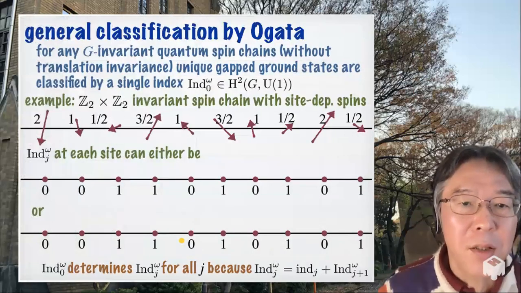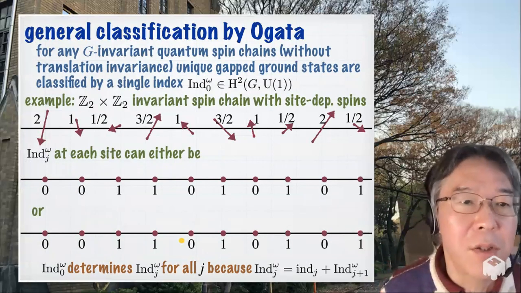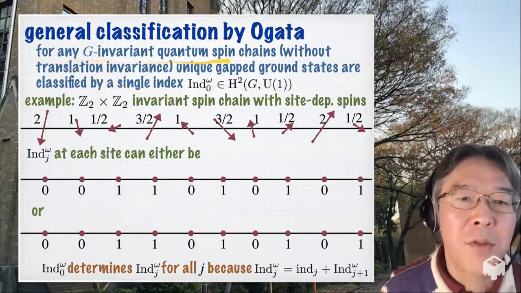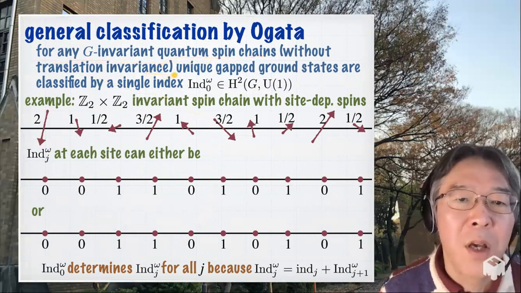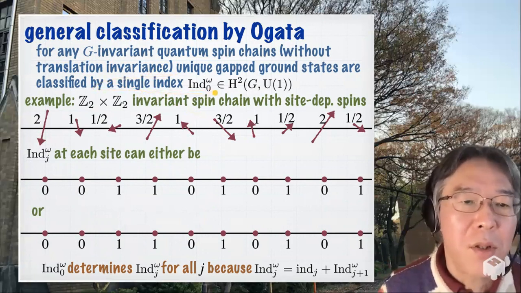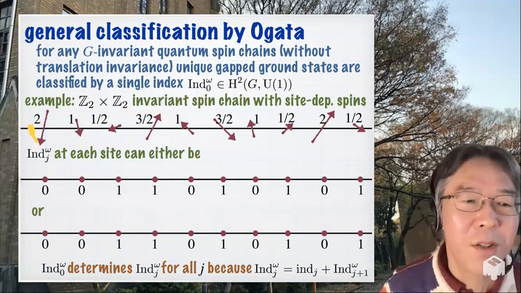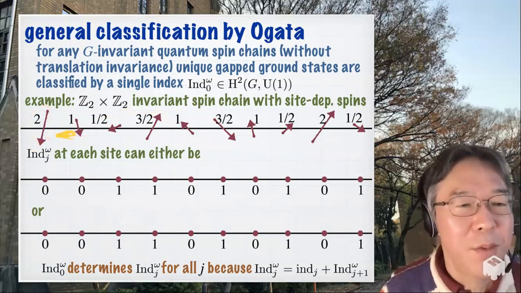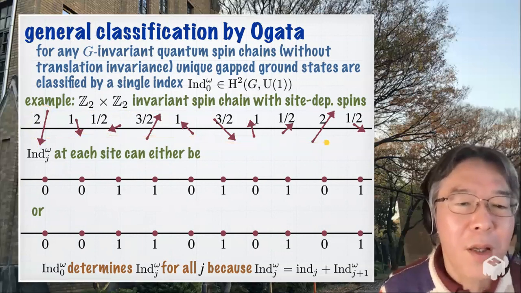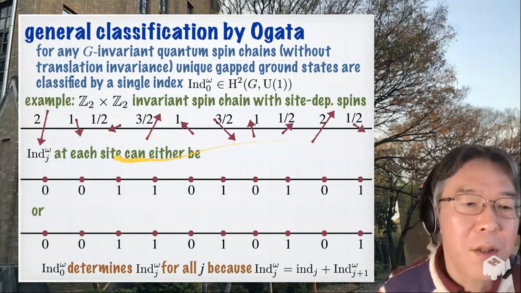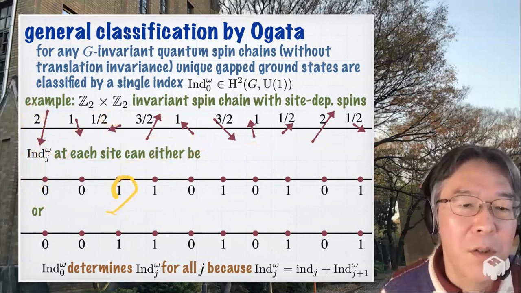And let me emphasize that to use the Ogata index, we don't need any translation invariance. So for any G-invariant quantum spin chains without translation invariance, unique gapped ground states are classified by a single index, like this. So here's a rather trivial example, but consider a Z2 cross Z2 invariant spin chain with site-dependent spins. Well, this is just an artificial arbitrary example. So suppose that you have spin 2, 1/2, and then the spin index at each site is simply given like this. I mean, if you have integer spin, it's 0. If you have a half-odd integer spin, it's 1, and so on.